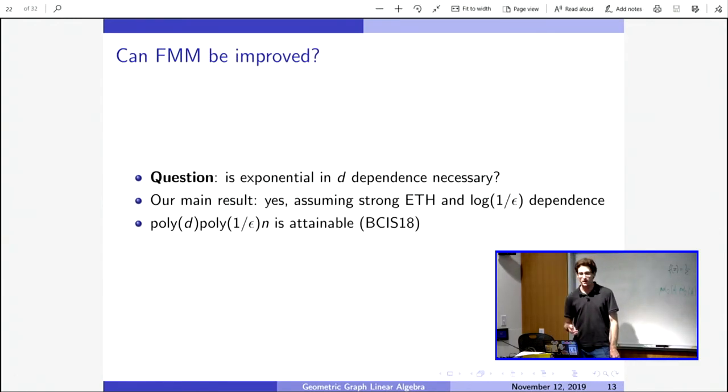So one thing that was a little bit annoying about it is this exponential dependence on d. It doesn't work well in high dimensions. So one question is, is this exponential dependence on d necessary? And our main result that I'll tell you about is that assuming the strong exponential time hypothesis, it is. And again, if you only care about constant epsilon, you can approximate this efficiently.